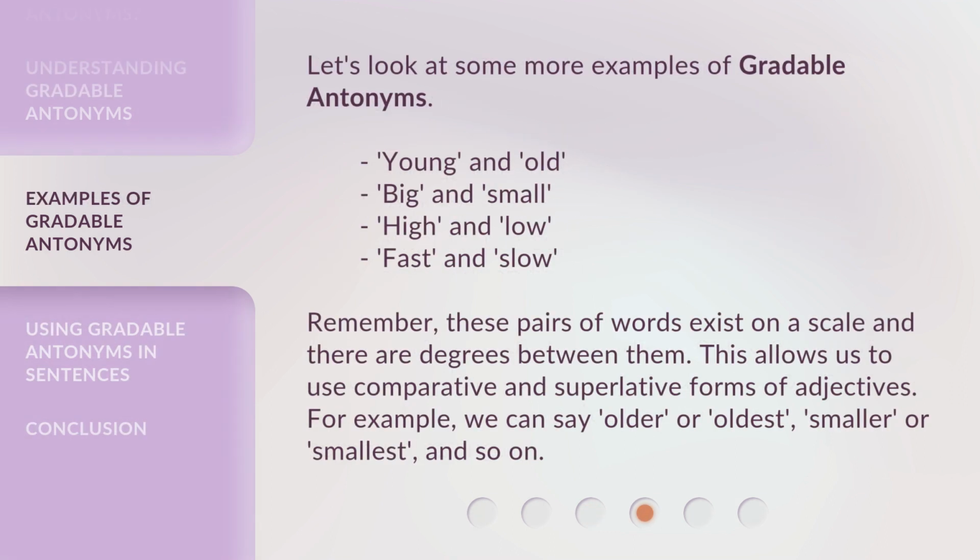Let's look at some more examples of gradable antonyms. Young and old. Big and small. High and low. Fast and slow. Remember, these pairs of words exist on a scale and there are degrees between them. This allows us to use comparative and superlative forms of adjectives. For example, we can say older or oldest, smaller or smallest, and so on.